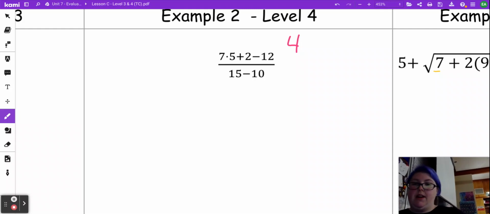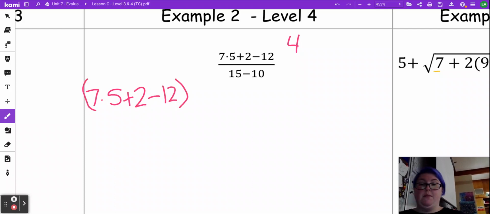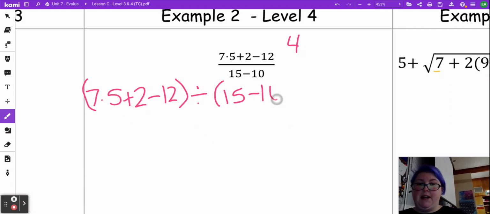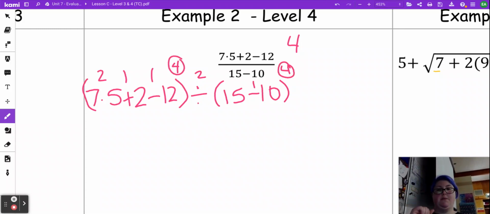What do I mean rewrite? So we have 7 times 5 plus 2 minus 12. All of that goes in a parentheses, and then we divide that by, again, a parentheses of 15 minus 10. We got a level 2, we got a level 1, we got a level 1, and remember the brackets is a level 4, then we got a level 2, we got a level 1, and we got a level 4. I'm going to circle those 4s so we don't mix them up as exponents.